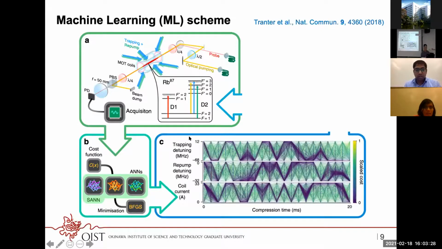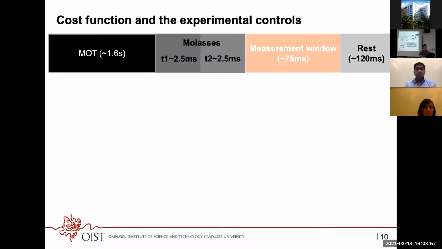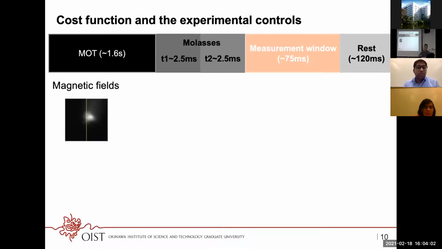This here just shows the different experimental parameters they have, how they function, and what kind of result, like what kind of optical depth, they produce. And then this new set of parameters is sent to the experimental control and the cycle is repeated, until the system cannot find a better solution for the cost function, or the system is optimized.